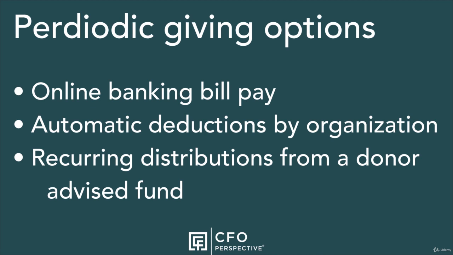Automatic deductions by the organization. Another option is to give your organizations permission to deduct donations electronically from your checking account, savings account, or credit card. This may be easier for you than setting up the donations in online banking. The downside to this method is that information about your bank account is stored by every organization that you gave permission to. If any one of them were hacked, you might need to set up a new bank account or credit card to prevent fraud.